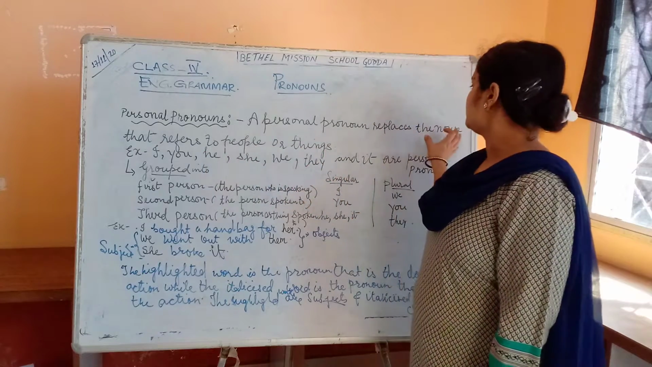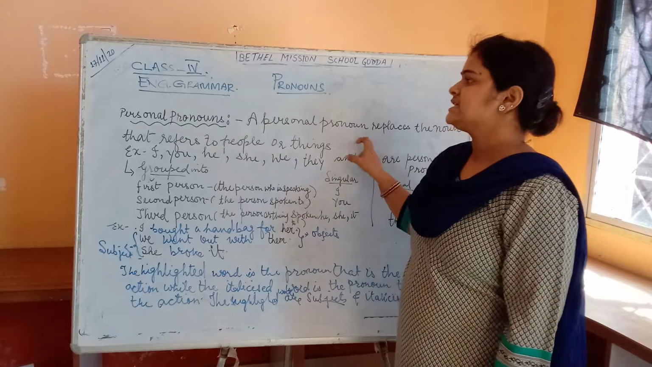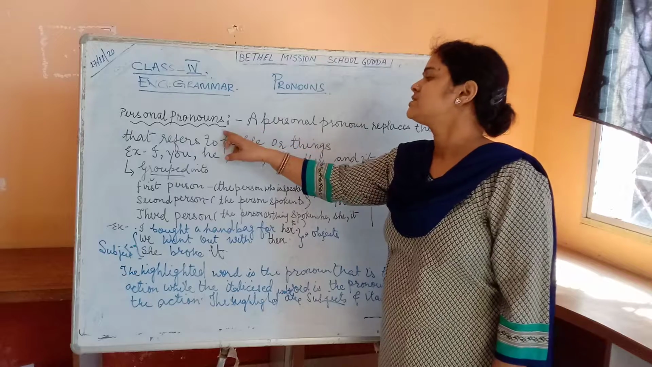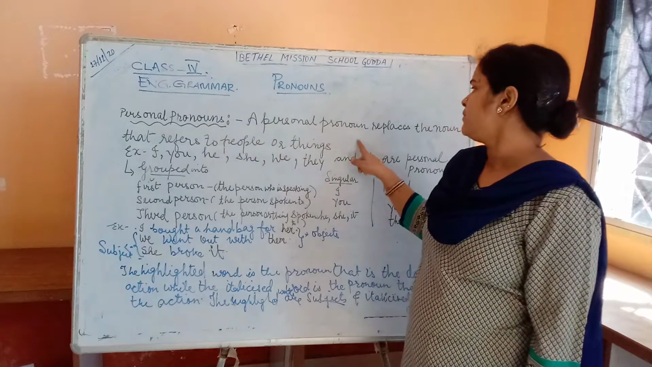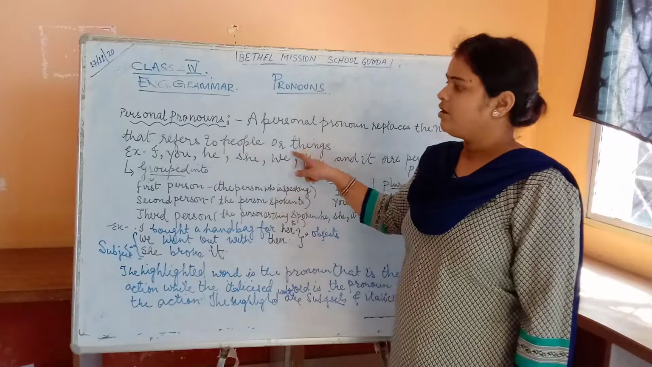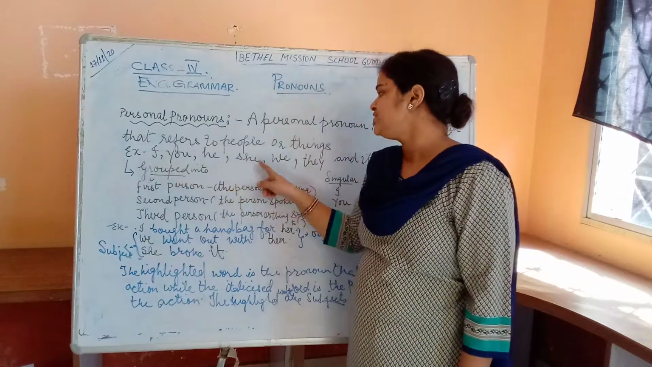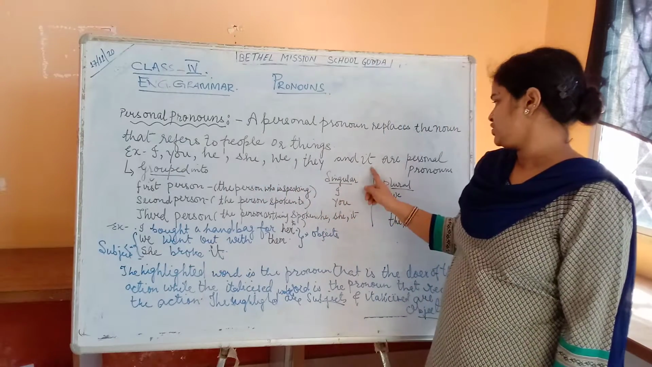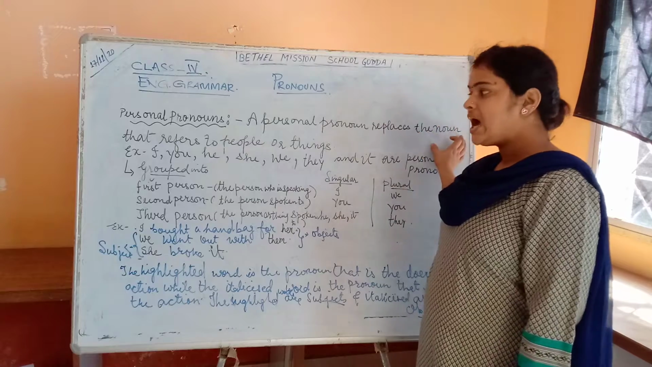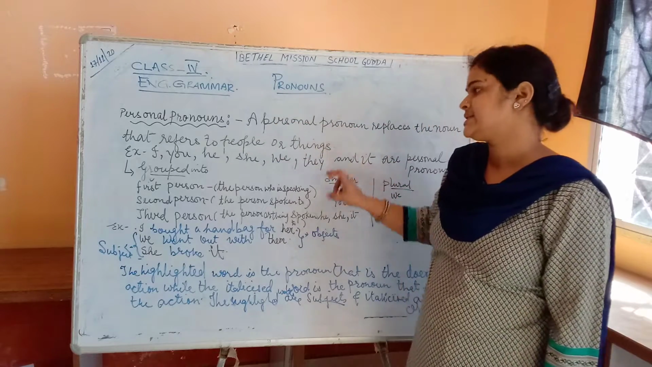If you want to replace a noun in a particular sentence, then personal pronouns can be used in that place. That is what is called a personal pronoun. Personal pronouns replace nouns that refer to people or things. Let's see some examples. I, you, he, she, we, they and it are the personal pronouns which can be used to replace nouns if the people or things are written in a particular sentence.